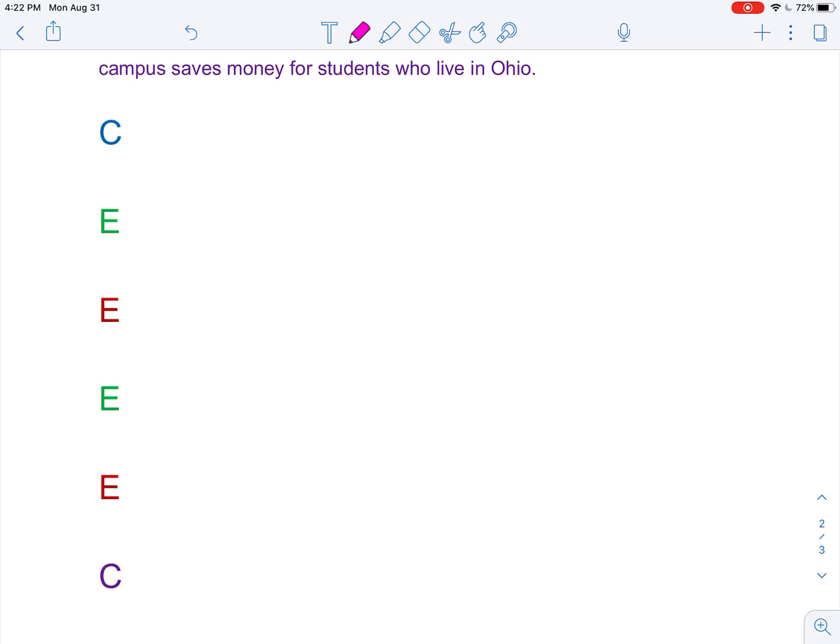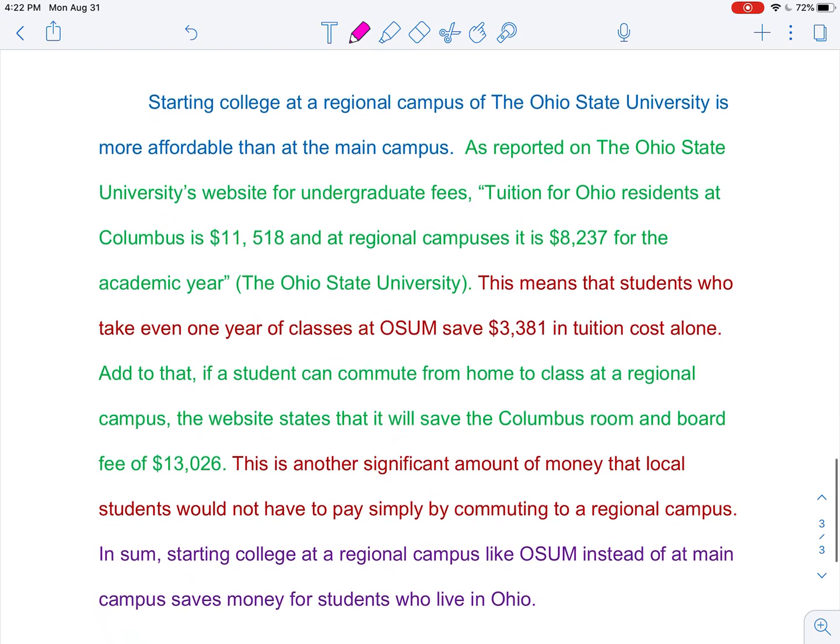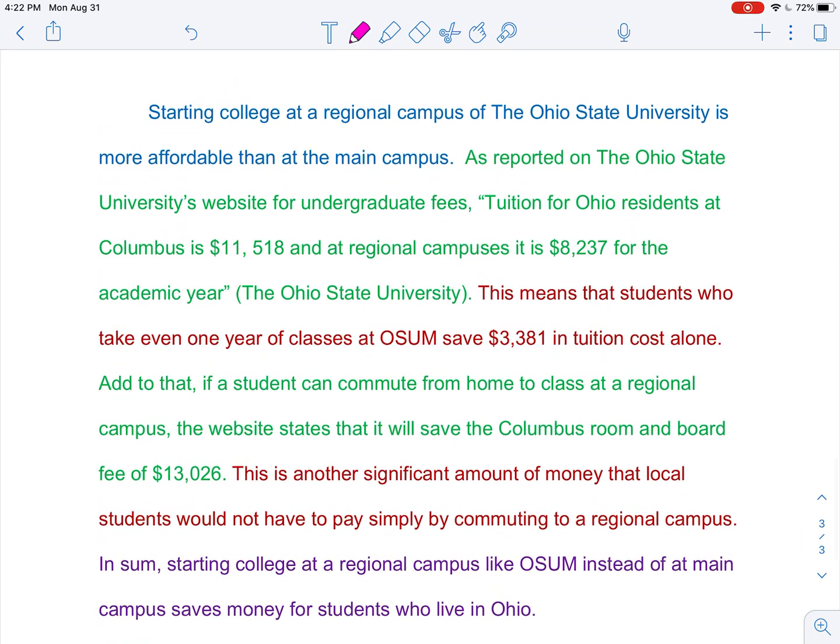So if you have different pieces of evidence that can support the same claim, you have to remember every time you use evidence, you need to explain it. So it's always going to add an E and an E whenever you add evidence. So you're always going to add evidence and then explanation. So let's look at what that looks like when I add another piece of evidence and explanation to this paragraph.